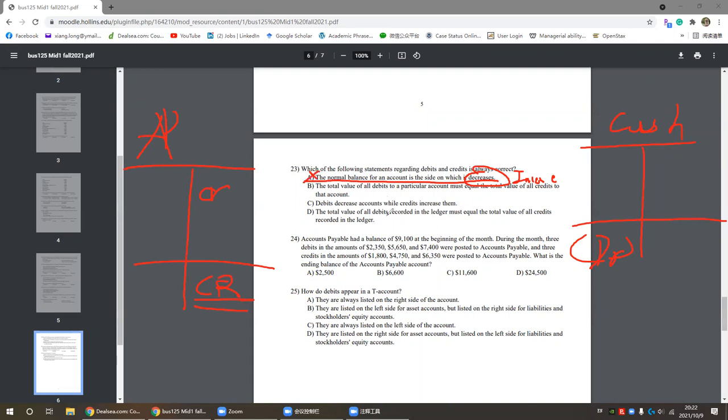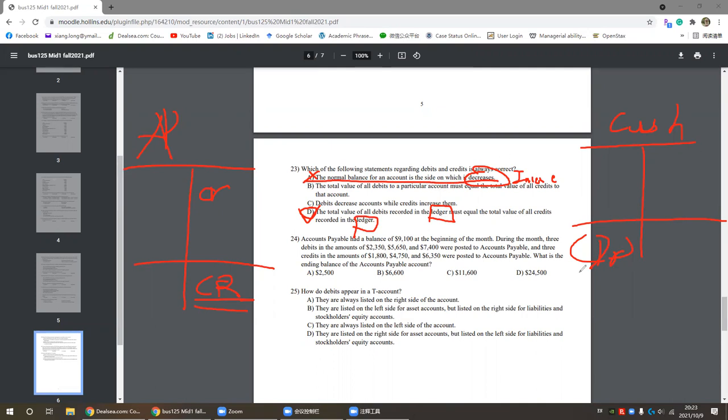And B, the total value of all debits to a particular account must equal the total value of all credits to that account. That's also wrong. I'm going to tell you why. The correct answer should be D. The total value of all the debits to a particular ledger or journal entry must equal all the credits recorded in that ledger or journal entries.